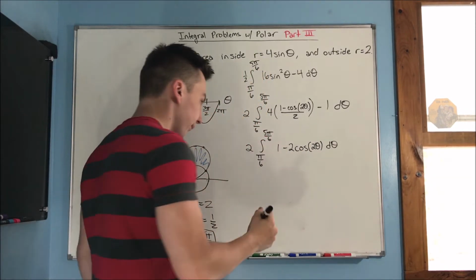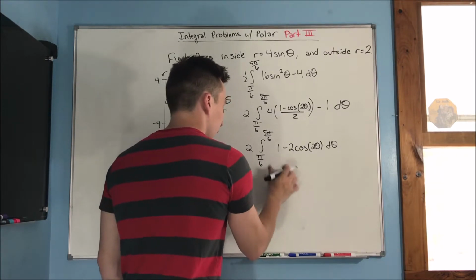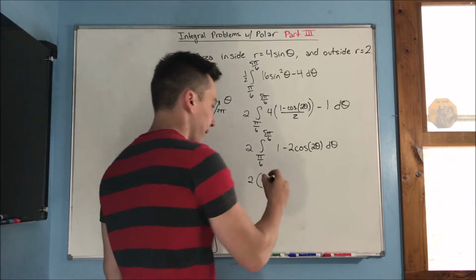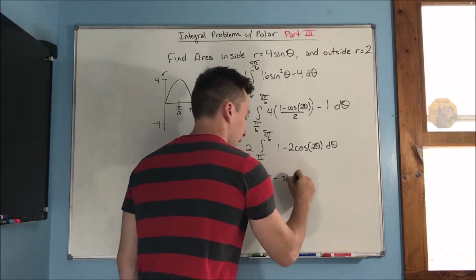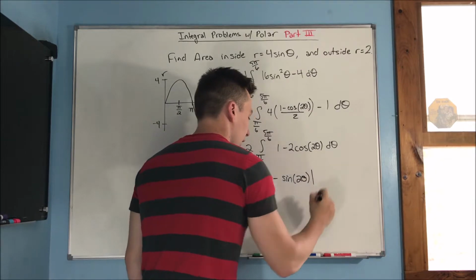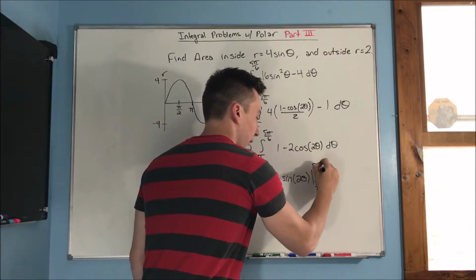Let's integrate. So we get 2 times theta minus, this will now become just a sine of 2 theta, evaluated from pi over 6 to 5 pi over 6.